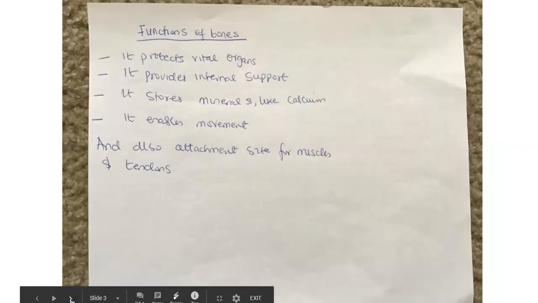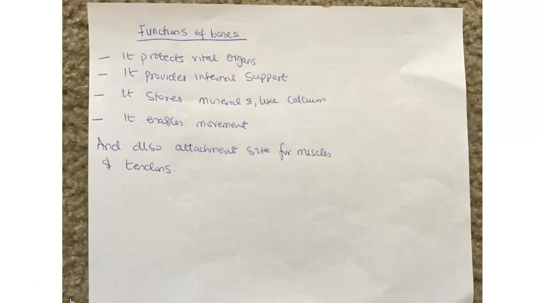Functions of bone: it protects vital organs. The next, it provides internal support. Like the vertebrae help us to stand upright and protect the spinal cord. The cranium protects the brain, and also the ribcage protects the heart. It stores minerals like calcium.